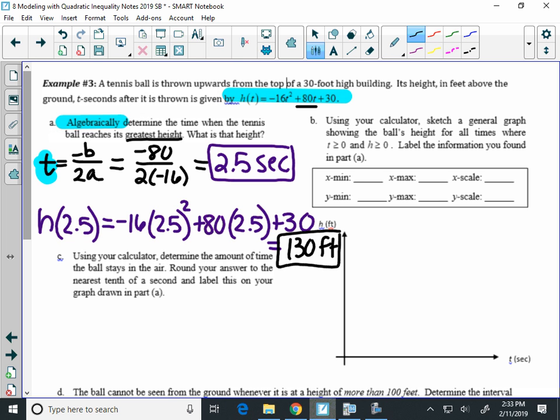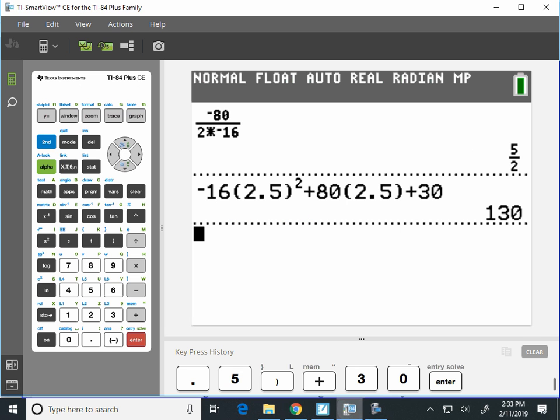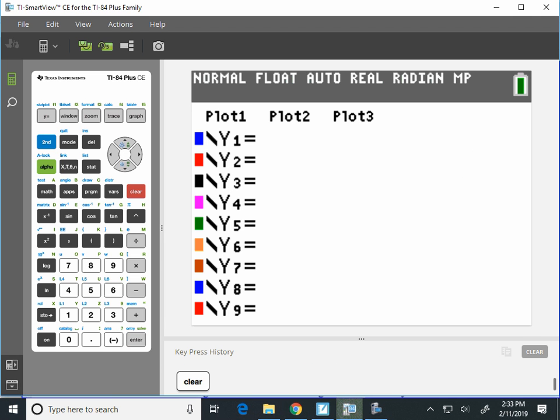Okay, so we know that the maximum happens 2.5 seconds into the throw, and it's 130 feet high. Now they want us to sketch a graph of this function. So this time I'm not giving you the window settings. We're going to need to discover those on our own. So we'll start here by at least typing the function into our calculator.